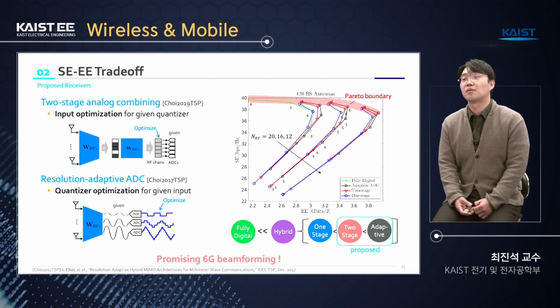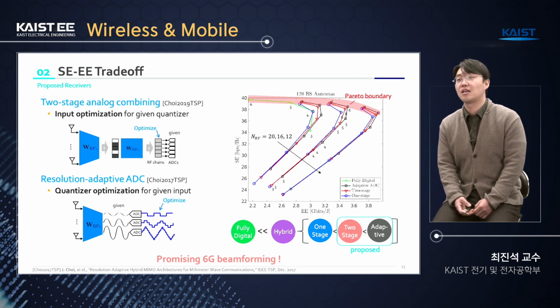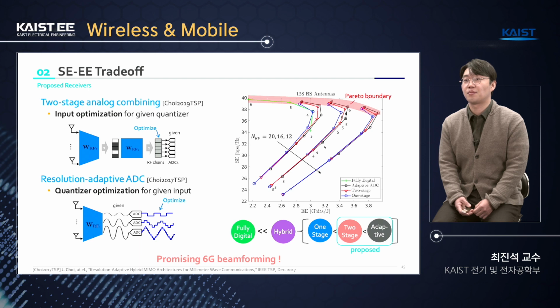So the black curve and the red curves are the proposed method, and the blue is the conventional method, and the green is just the fully digital case without using any hybrid approach. As you can see, as the number of ADC bits increases, the spectral efficiency and the energy efficiency both increase up to a certain point.